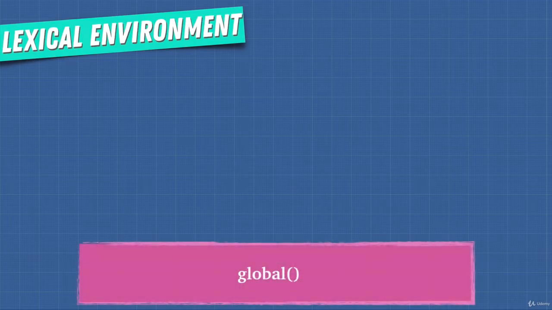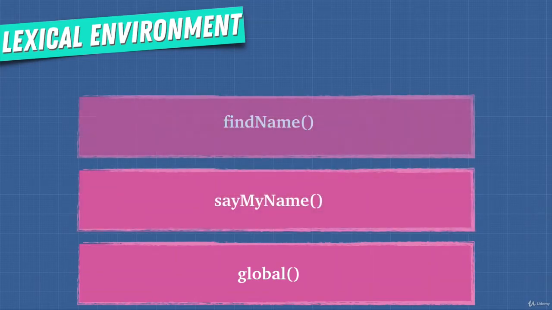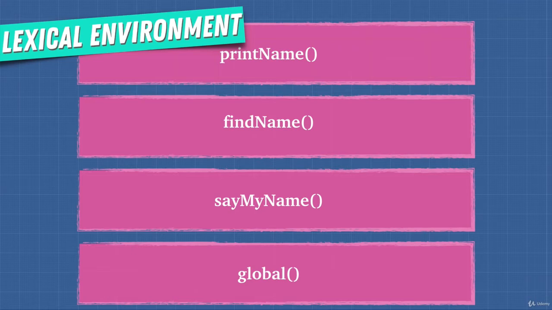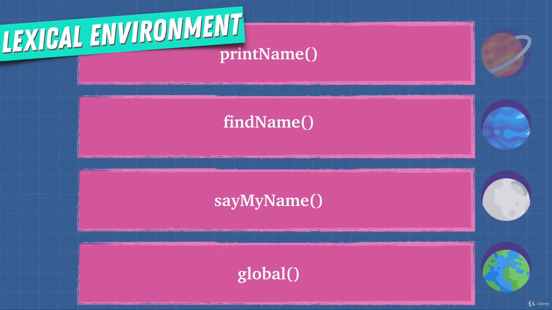Remember our code previously where we had our global execution context, and then we called say my name, then find my name, and then finally print my name. Well, you can think of lexical environment as these little universes that get created every time we create an execution context. And if I said something like, I'm doing a lexical analysis, or a compiler is doing lexical analysis, all it's saying is, it's checking to see where the words were written and their location. That is, what universe is it part of?